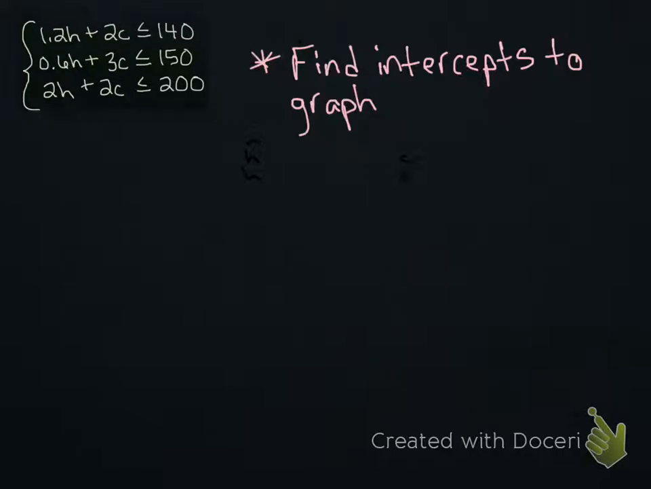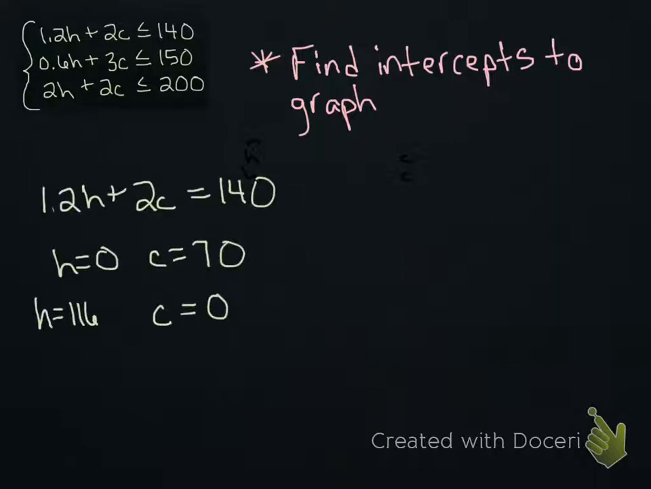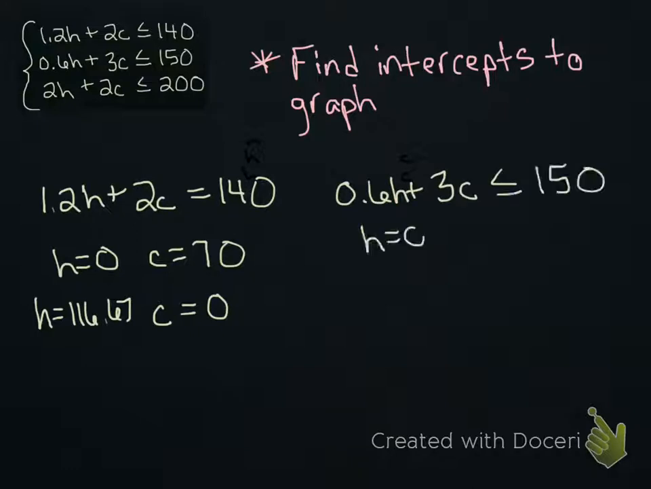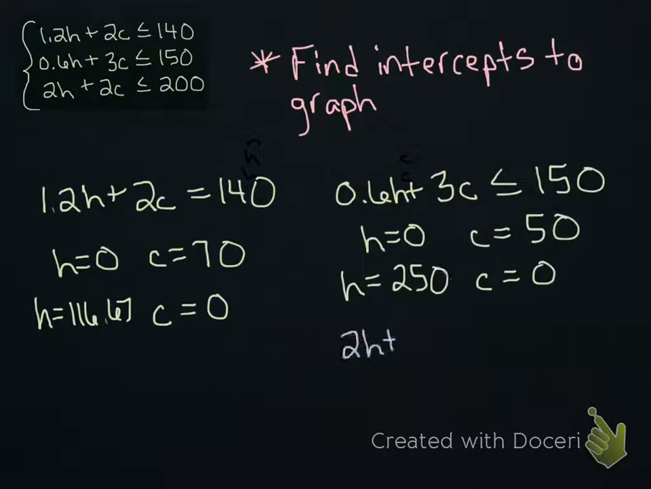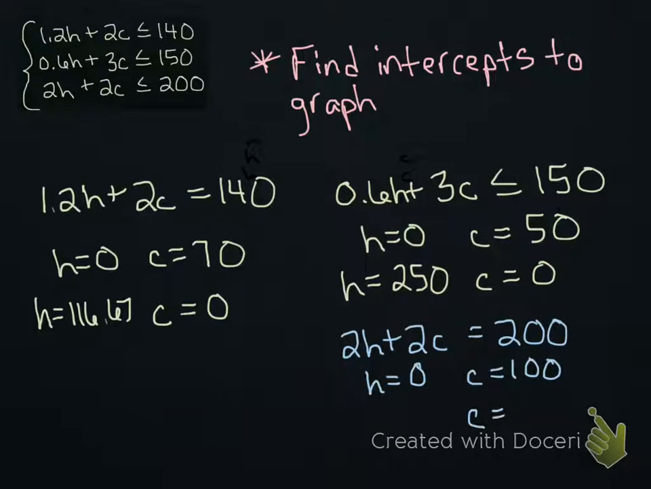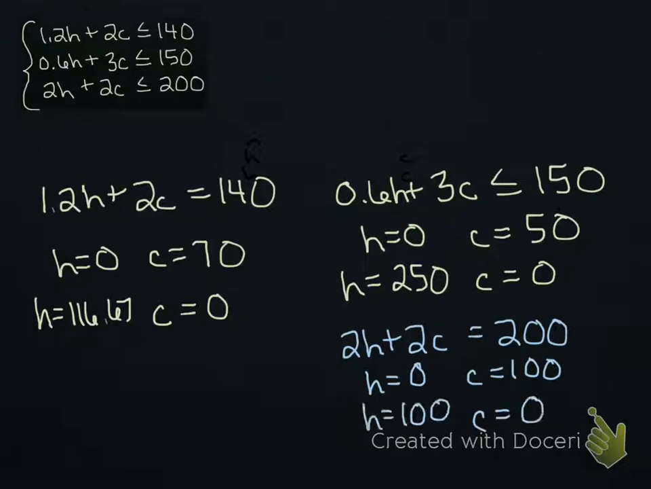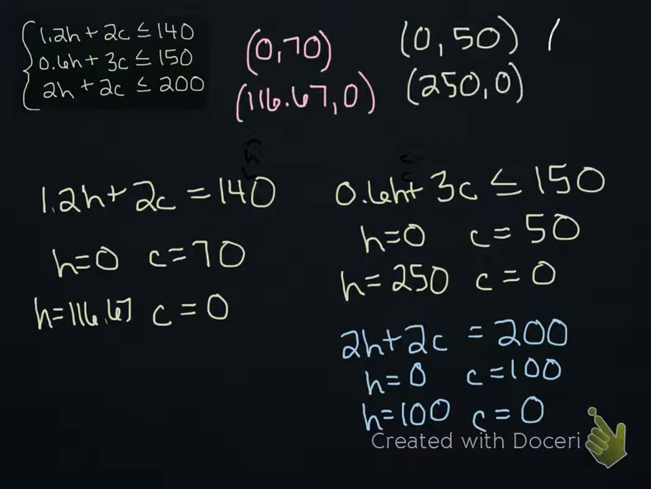Next thing we need to do is to get a graph in order to show where the feasible region for this system will be. And the easiest way to sketch graphs of all three of these, since they're written in standard form where the variables are on the same side of the inequality sign, is to find the intercepts. And so in each case I set h equal to 0 and solve for c, and then set c equal to 0 and solve for h. And that gives me 2 points that I can plot on a graph. And so there's what will eventually be my x and y intercepts.